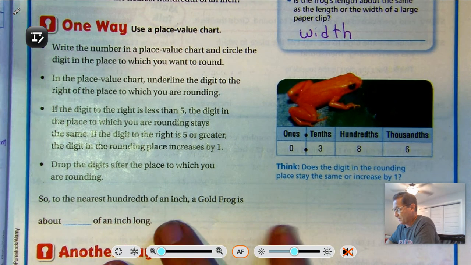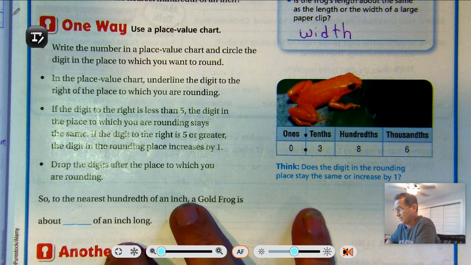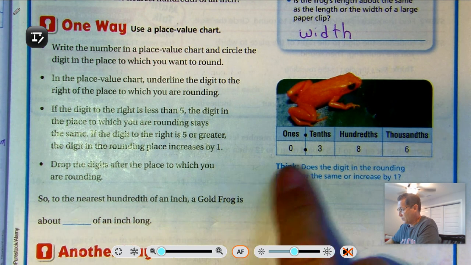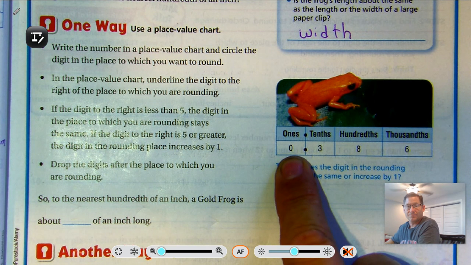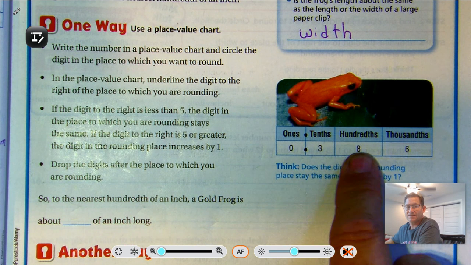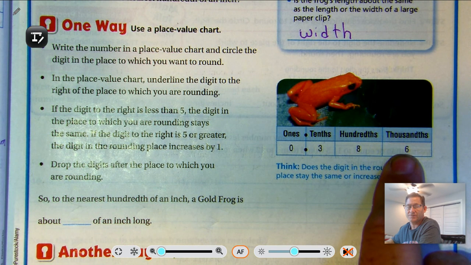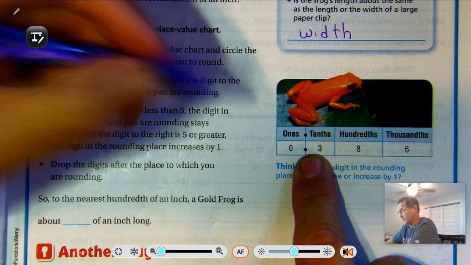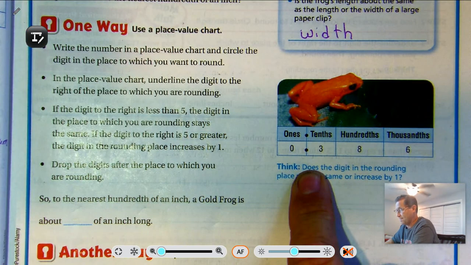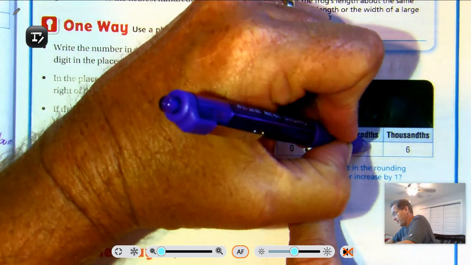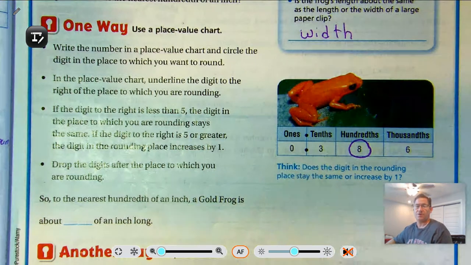All right, so one way we can round is to use a place value chart. So you would write the number in the place value chart and circle the digit in the place to which you want to round. So we'd have 0 ones, we'd have 3 tenths, 8 hundredths, and 6 thousandths. We want to round to the nearest hundredth. So you'd circle the 8.